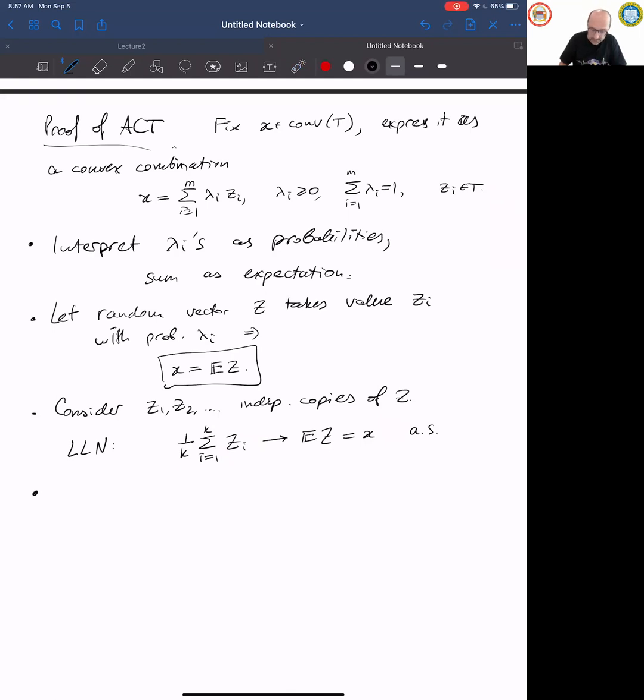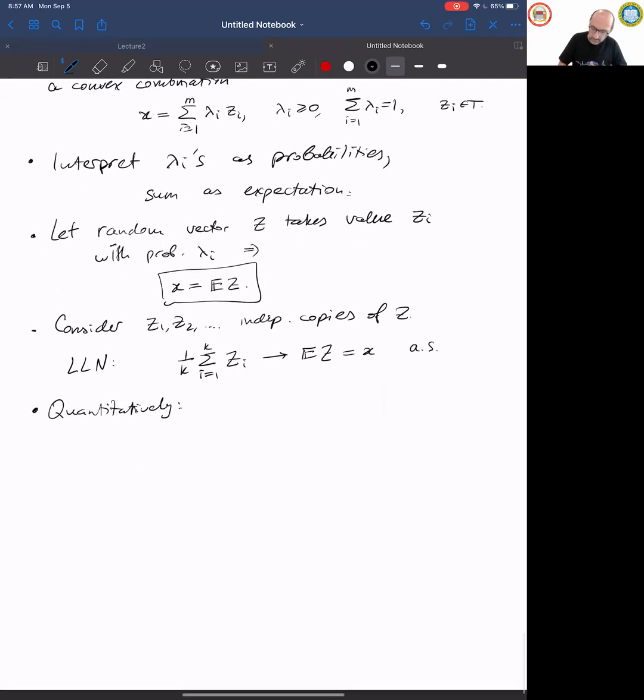But making this quantitative is easy. That's what we do always. We did it last time with Monte Carlo, so we can do this again quantitatively. Let's look at the error: expected value of x minus 1 over k sum of zi, squared. That's the error. That is what I want to control now.